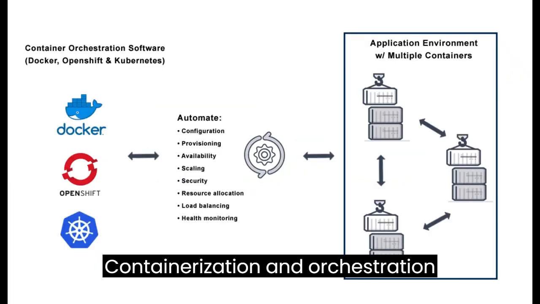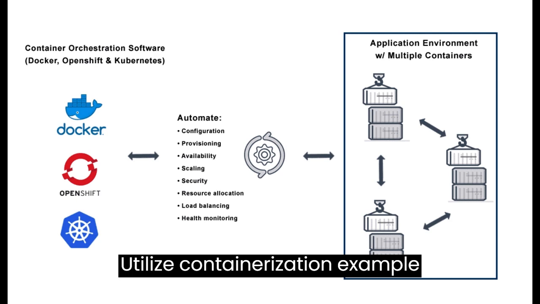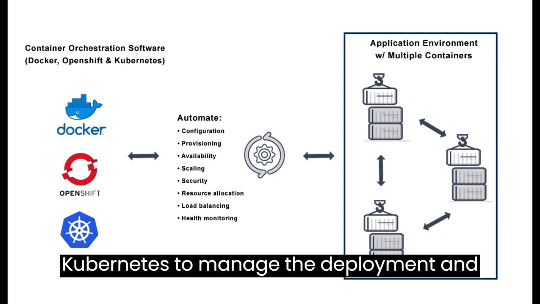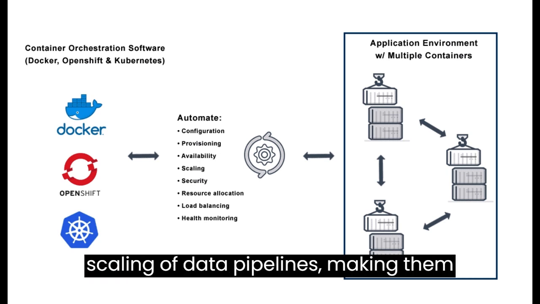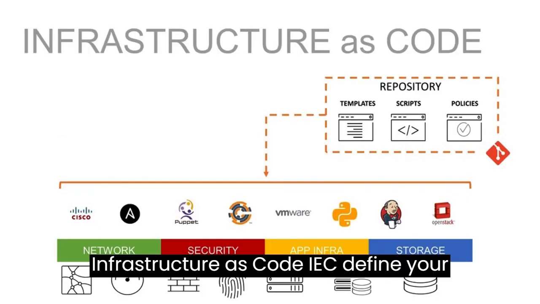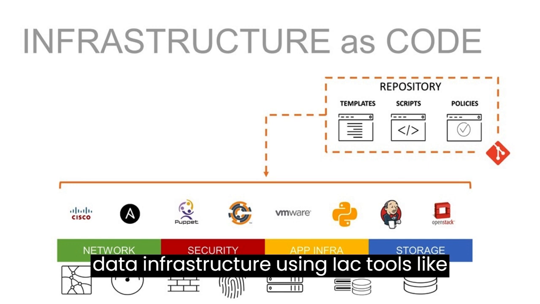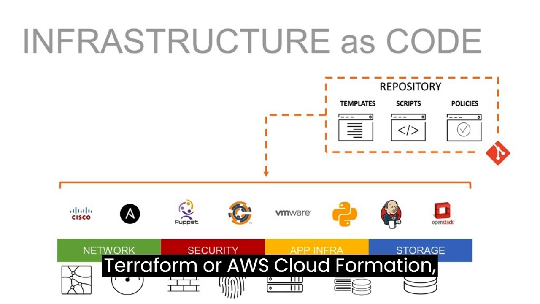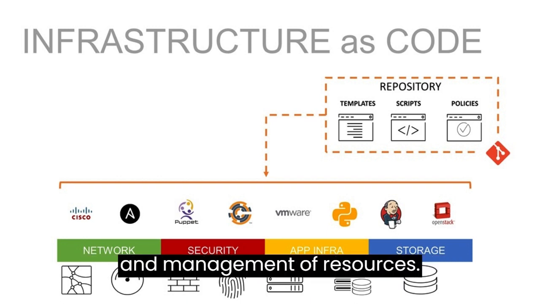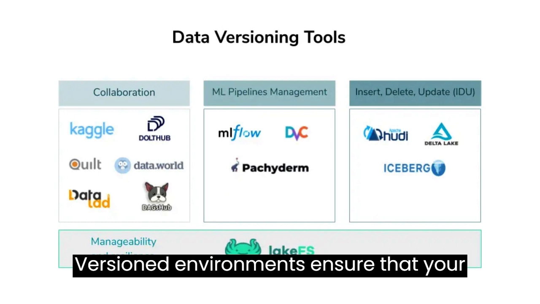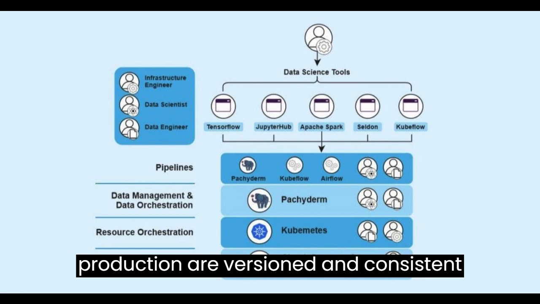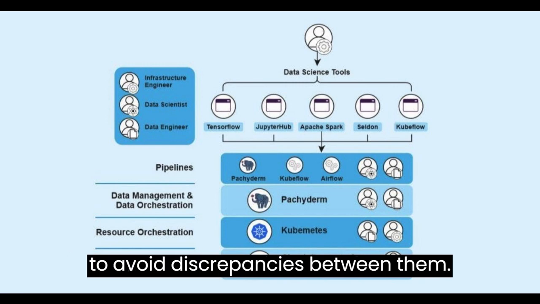Containerization and orchestration. Utilize containerization, for example Docker, and orchestration, for example Kubernetes, to manage the deployment and scaling of data pipelines, making them more portable and scalable. Infrastructure as code, IaC. Define your data infrastructure using IaC tools like Terraform or AWS CloudFormation, allowing for the automated provisioning and management of resources. Versioned environments. Ensure that your environments, development, staging, production, are versioned and consistent to avoid discrepancies between them.